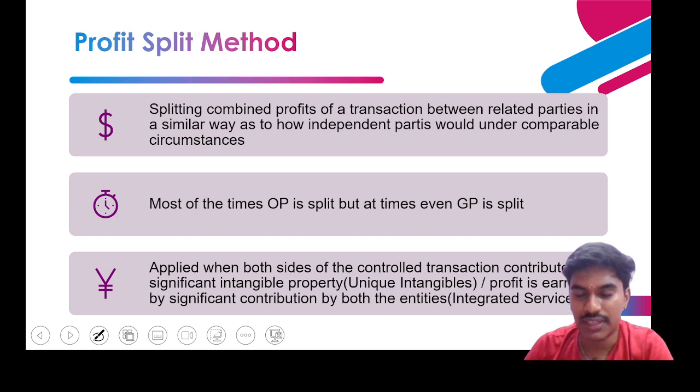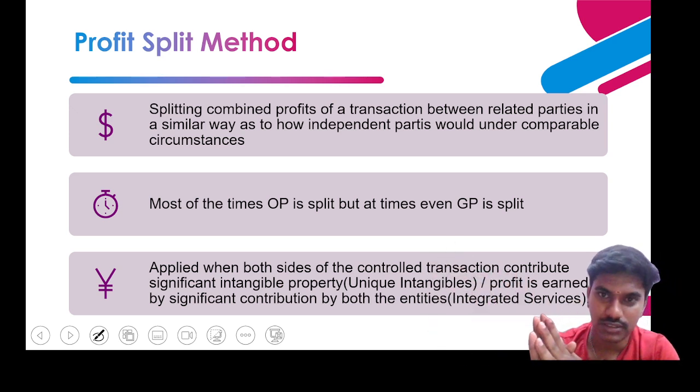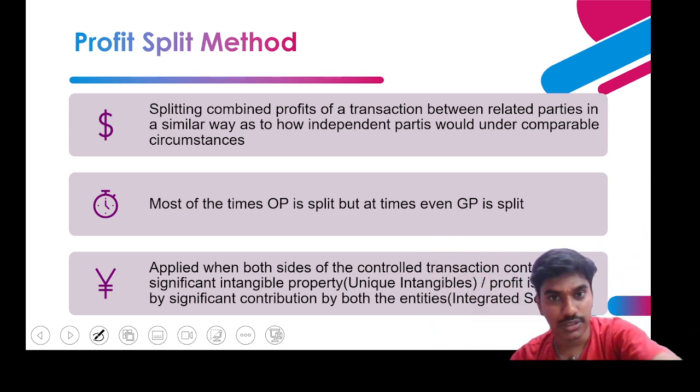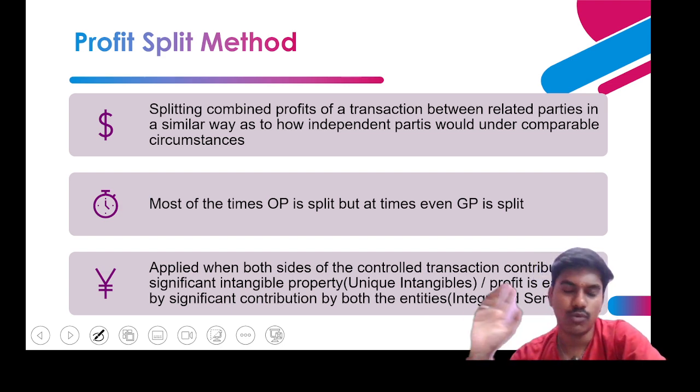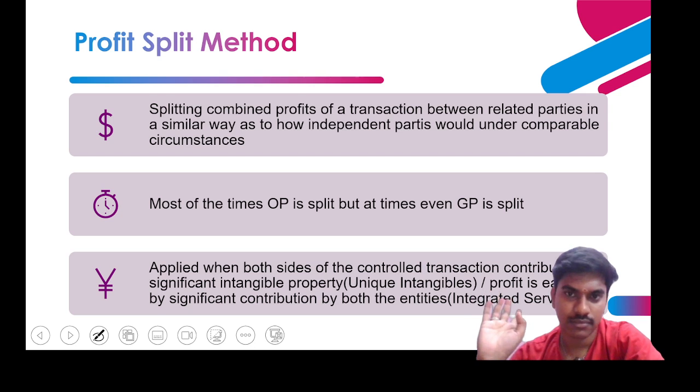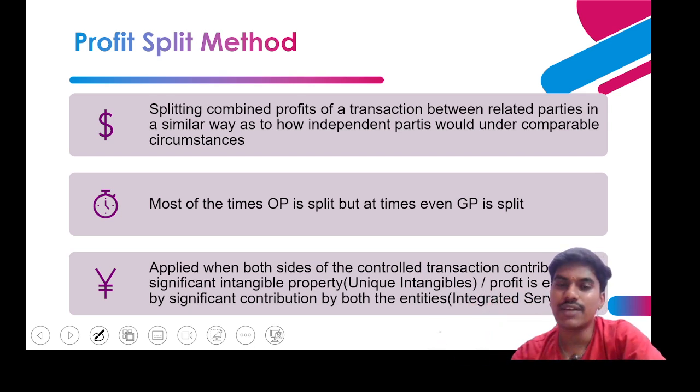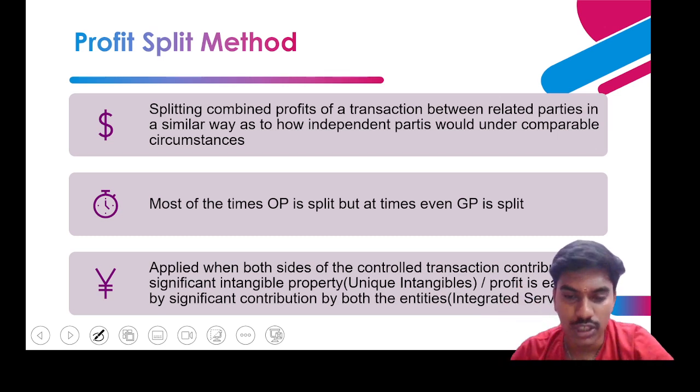Splitting combined profits of a transaction between related enterprises in a similar way as independent parties would under comparable circumstances. Assume, for example, Sudarshan and I are close friends, and there is also a third person, A and B. One is in India, one is in Australia. In a similar type of transaction, the Indian person takes 60% and the foreign person takes 40%. Then applying the same ratio here, whatever combined profits are earned together by Sudarshan and Karthik will be split. That is known as the profit split method. And in the profit split method, most of the time operating profit is split, but even GP can be split at times. That is not a problem.